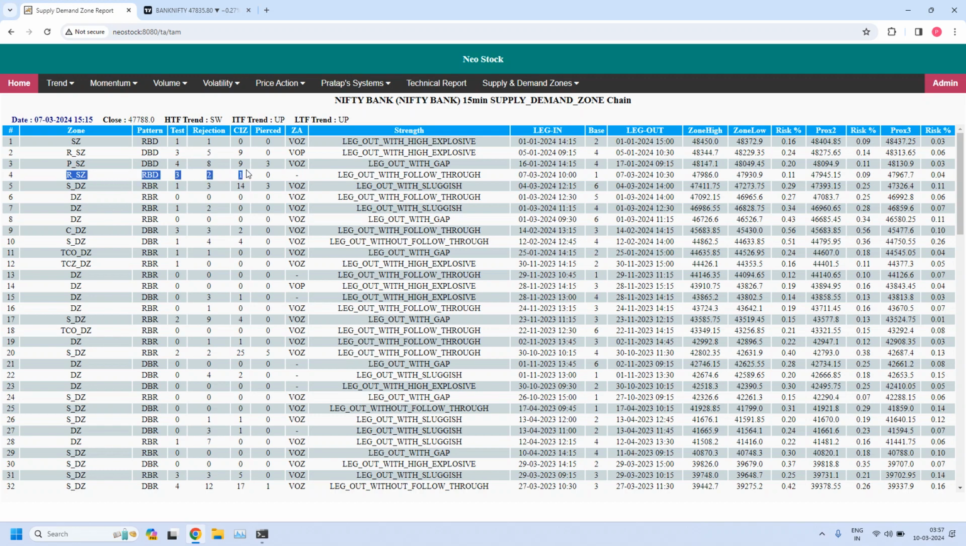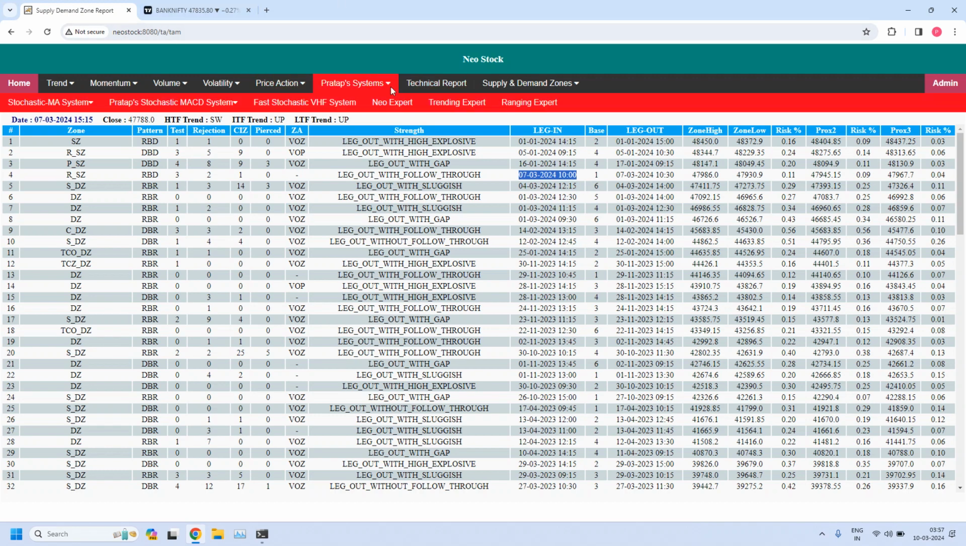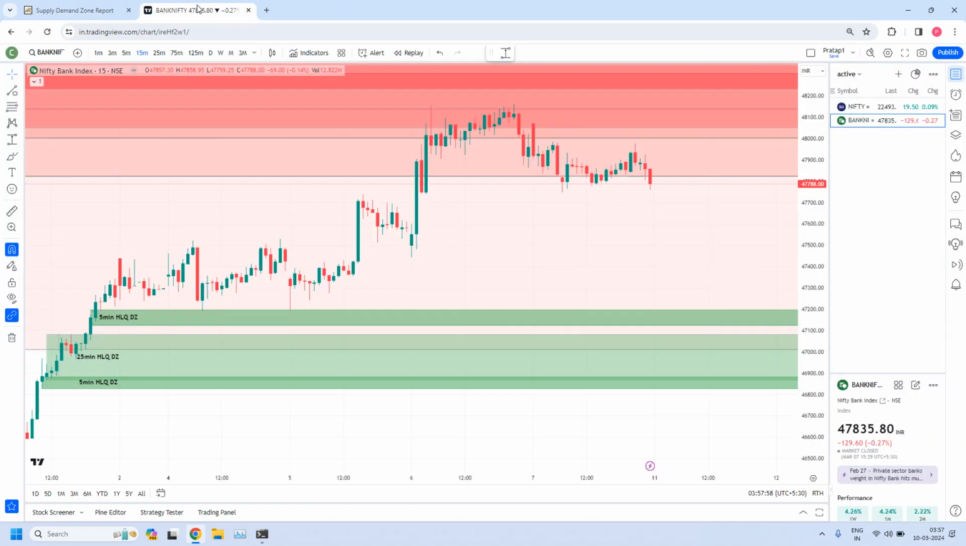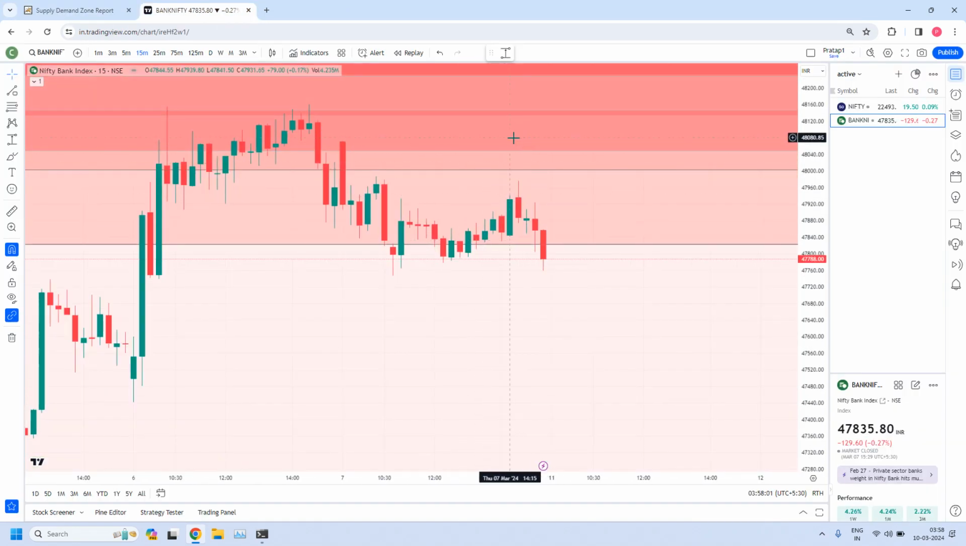So this is the most recent high liquidity zone. When was it created? On 7th it was created. A new high liquidity zone is created. And the 5th also, a new high liquidity zone. First let us look into the most recent one. 7/3/2024, 10 o'clock, 1 base candle. 7/3, 10 o'clock. This is the one.